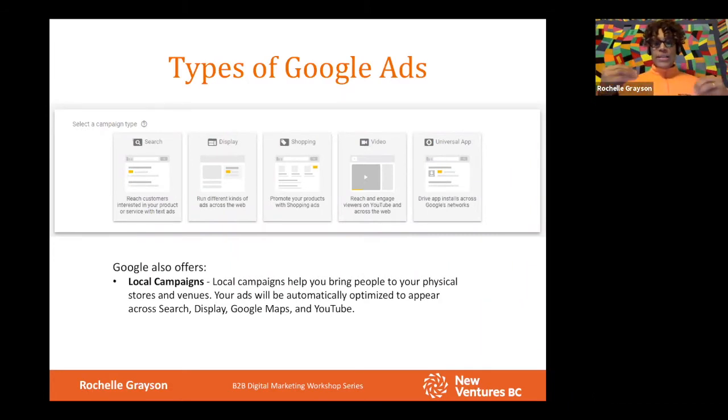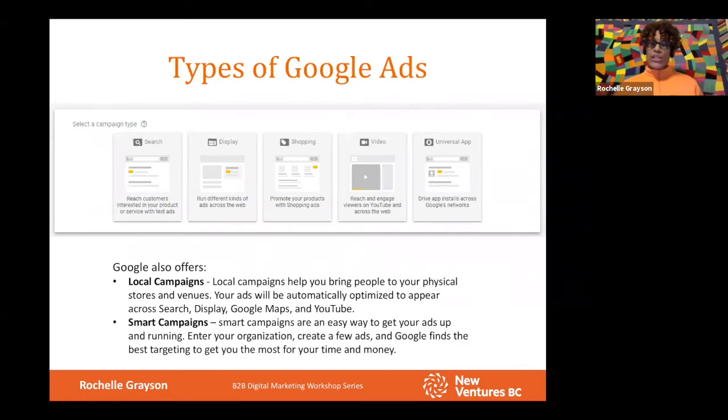And you will see those in search. They can be display, they could be in Google Maps, because with local, you have this geographic piece, as well as YouTube based on location. And then finally, Google has something called smart campaigns, which is Google saying, hey, we're going to make it easy for you. You tell us what your goals are. We'll figure out the best place to place your ads. And you just give us your budgets and things like that.